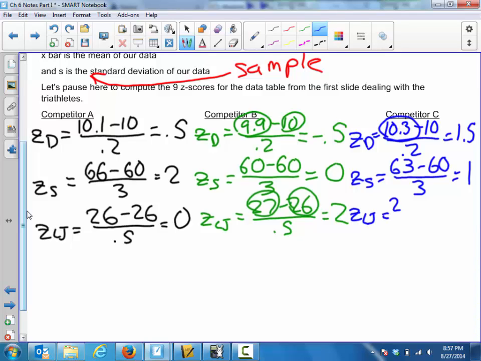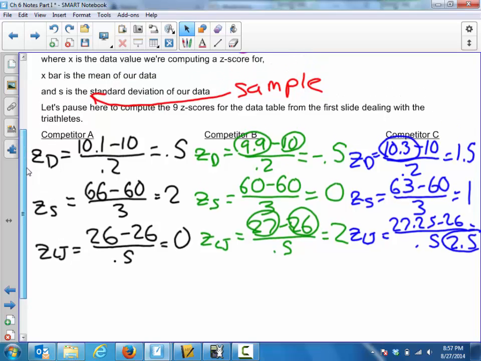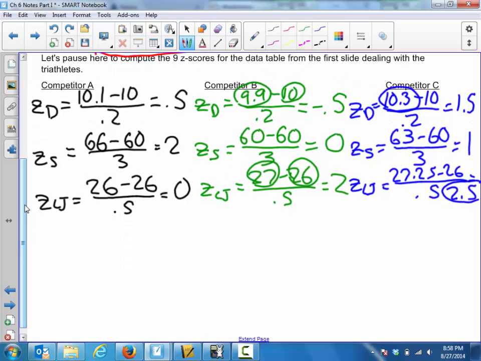And then long jump is equal to 27.25 minus 26, divided through by 0.5, and that comes out to be 2.5 for her last event in this triathlon. Okay, so you've got one competitor who was as good as the rest of the pack or better than the rest of the pack in these 3 events.